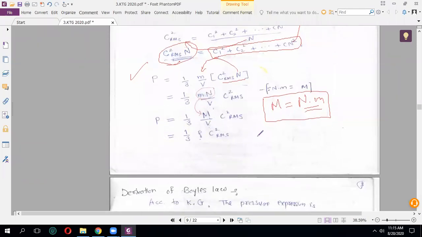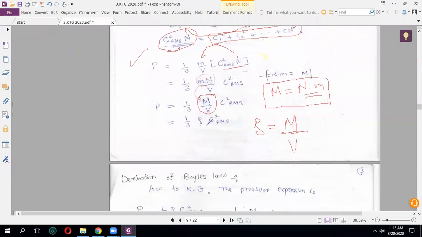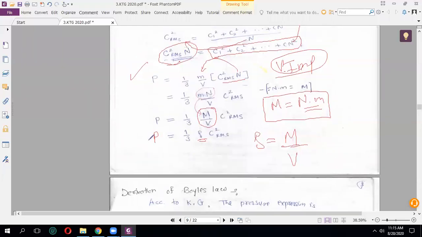Now we know that mass upon volume is nothing but density. We know the formula of density. Remember this formula. We are using this formula. Now we are replacing this mass upon volume by rho. So what are we getting? Pressure is equal to 1 upon 3 rho C square rms. Anyone having any doubt here? This derivation is very big, and this derivation is very, very important for the board exam. Okay? And the derivation is very simple. So we have covered this formula. Now remember this formula. With the help of this formula, we can easily calculate gas pressure.